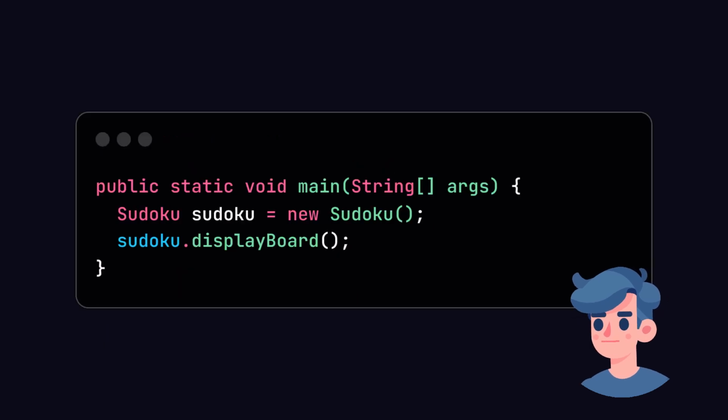Now we have a basic framework for the Sudoku game. We can create a Sudoku object and call the display board method to see our empty board. Let's implement this in a main method.